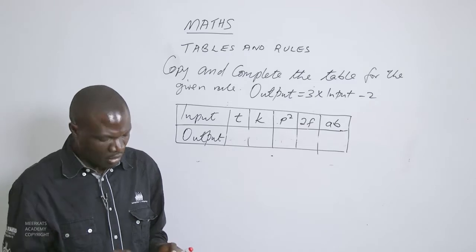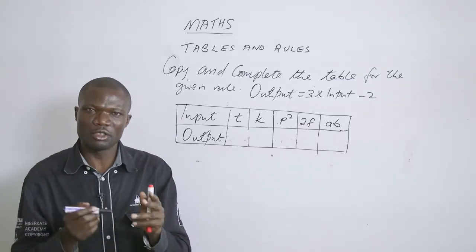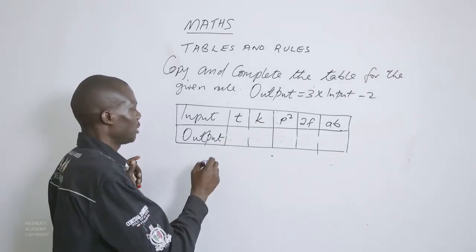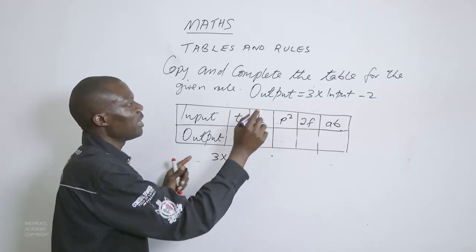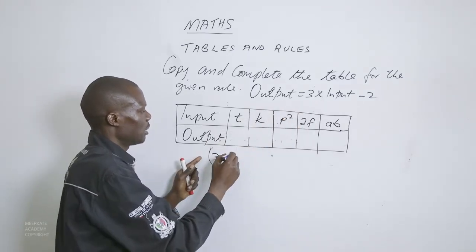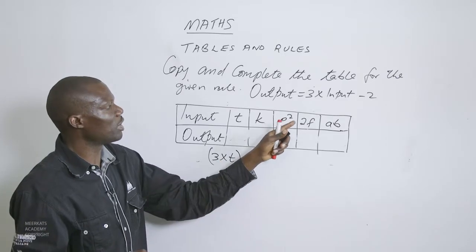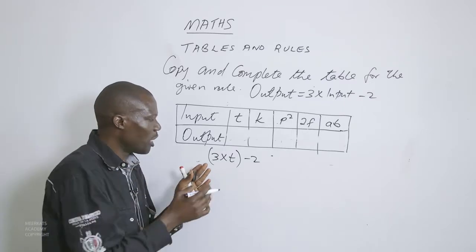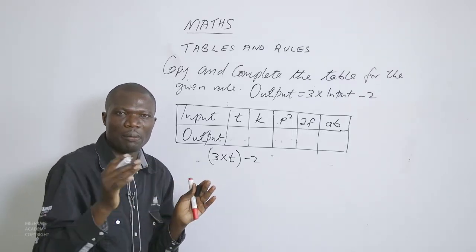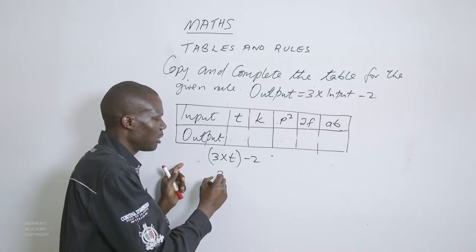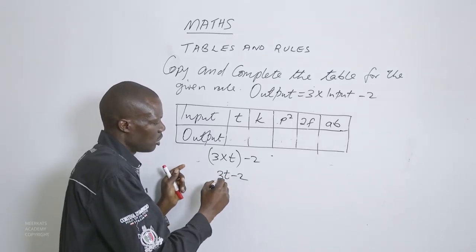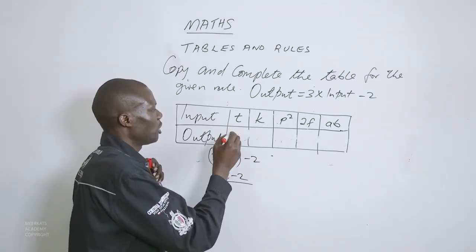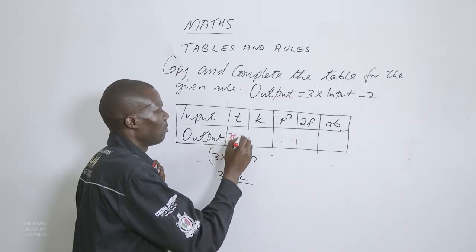And then we need to fill in. We need to use the rule. Take note that output here is 3 times the input. Input is t, and then you minus 2. As we learned earlier, when we have a number multiplied by a pronumeral, it is the same as just saying 3t minus 2. So this is what we have simplified, and that is the value of output here: 3t minus 2.